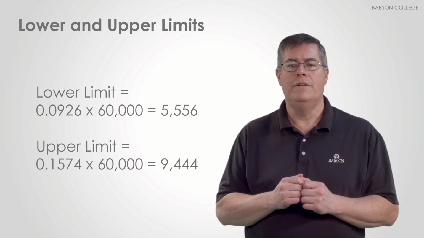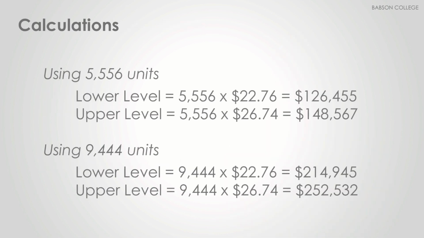Now we can incorporate the confidence intervals for the selling price to turn our unit sales estimates into sales revenue dollars. Using that 5,500 number and multiplying it by the lower limit for price of $22.76, that tells us that we should have at least $126,000 in sales. Using that same process for the upper limit and multiplying it by the upper limit price of $26.74, that should generate almost $150,000 in sales.